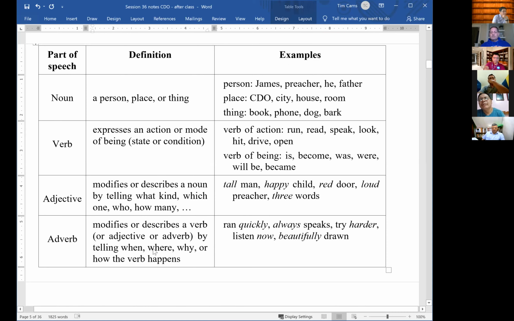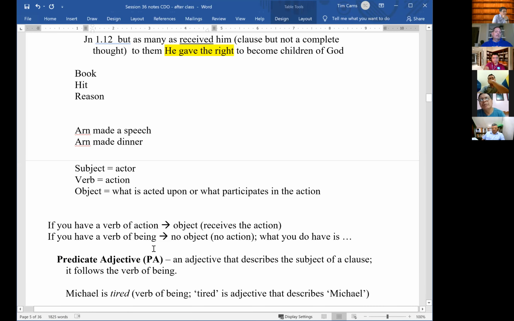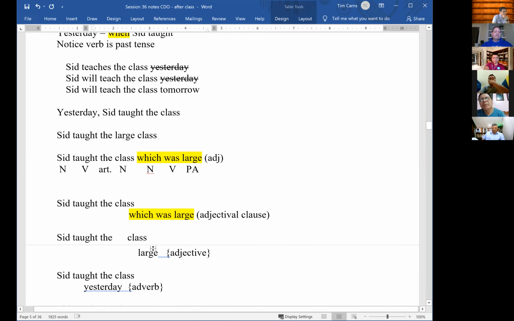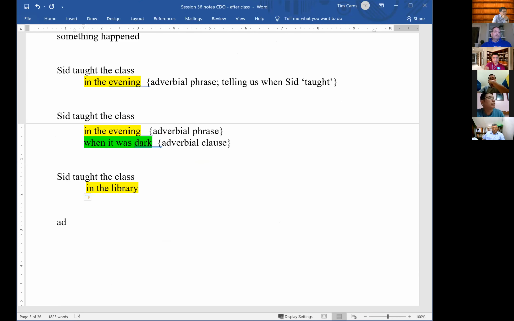So because it's describing where, then that phrase is modifying the verb because it's telling us where the action happened.